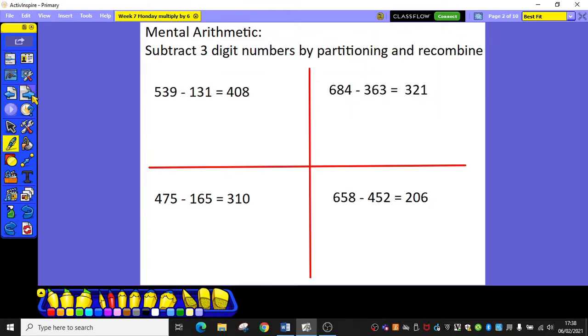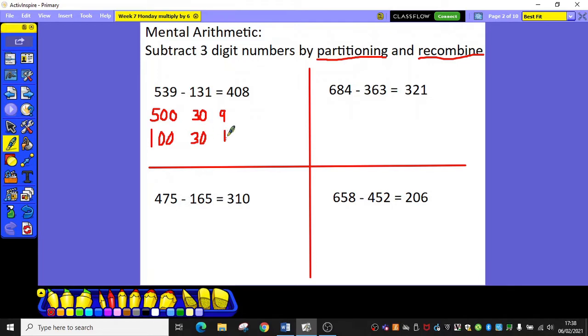I'd like you to tick your answers, please, and if I can explain the strategy to you very quickly, then it says that we're subtracting 3-digit numbers and we're going to be doing some partitioning and some recombining mentally in order to do that. So partitioning, by that I mean if I take the number 539, then I can partition it, which means splitting it up. So I've got 500, I've got 30, and I've got 9. And if I also partition 131, then I've got 100, and I've got 30, and I've got 1.